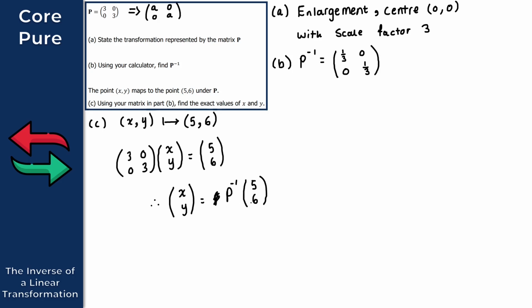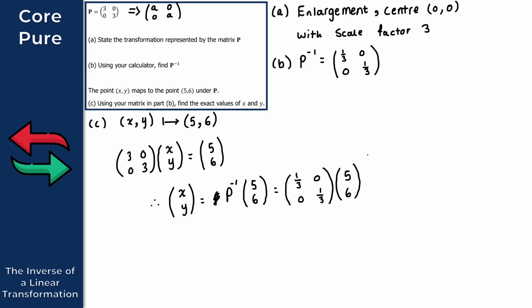And obviously we know what P inverse is, right? We established that in part B here. So in that case, what we have here is a product of matrices. So we have 1 over 3, 0, 0, and then finally 1 over 3 there. Okay. And we times this here by 5, 6, like we've already done with this point here, basically, or at this point, I should say. So we have 5, 6 there, like so.